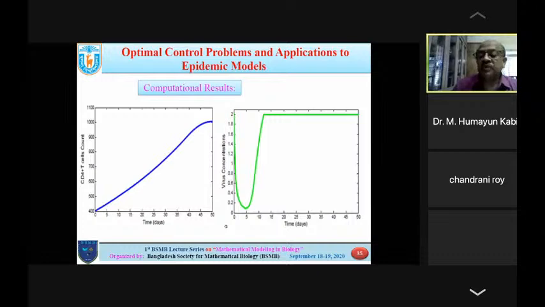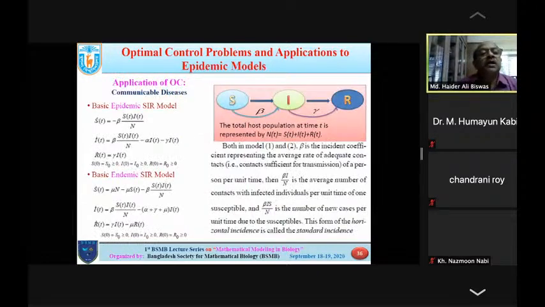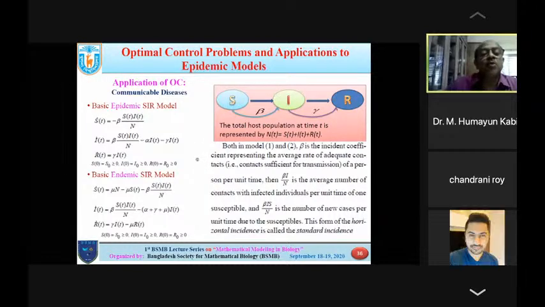I will now discuss an application for the epidemic model. You already know some epidemic model discussion. Dr. Kamruzzaman and some other lectures yesterday already discussed some models. So I am not going into details about this type of model. I just apply some model with a vaccination policy.